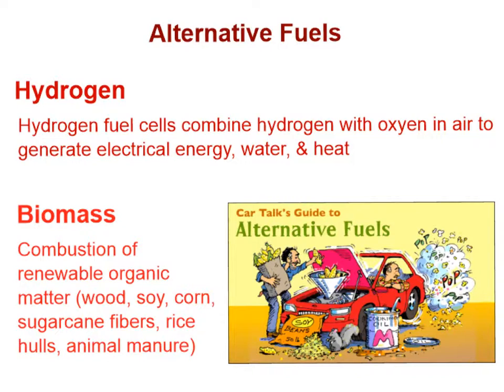Biomass is another alternative fuel that is definitely of interest to us. It's one of the oldest energy sources. Biomass is basically renewable organic matter of any kind: wood, soy, corn, sugarcane, fibers, rice hulls, animal manure. It can be burned in the presence of oxygen, which converts stored chemical potential energy into thermal energy. And this is sort of a silly little picture showing potential alternative fuels. Please don't do this in your automobile. You definitely need a special engine that is made to accommodate biomass.